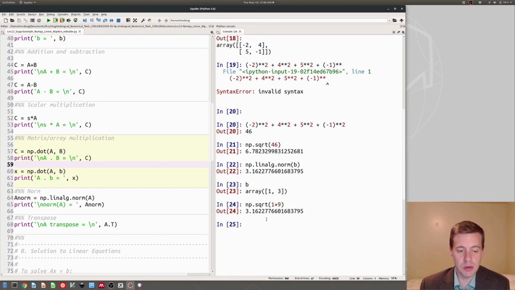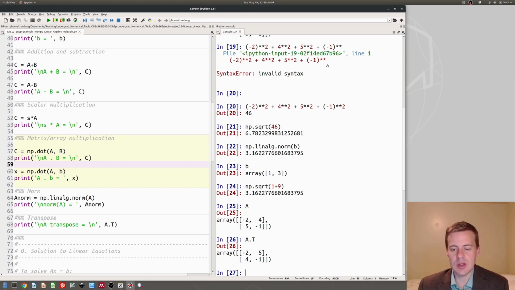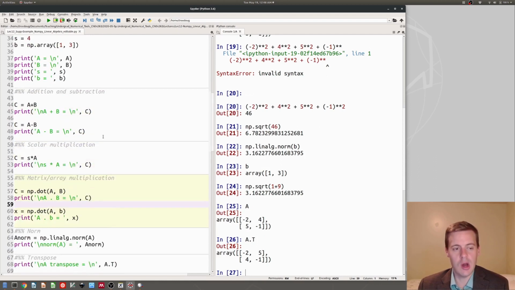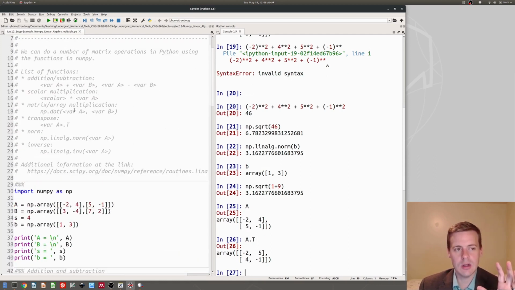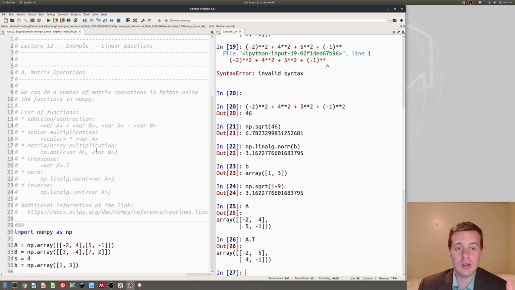And finally, for the transpose function, if I have this matrix A and I want to swap the rows and the columns, I do a dot T, and that gives me a transpose. So now the 4 comes down here and the 5 goes up there. The diagonal stays the same in a transpose. All right, so that's it for part A here on basic matrix operations.